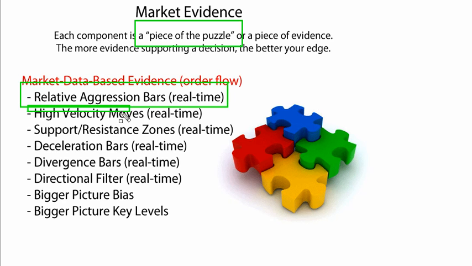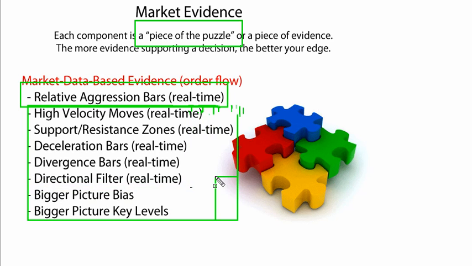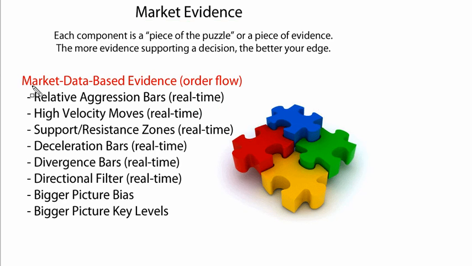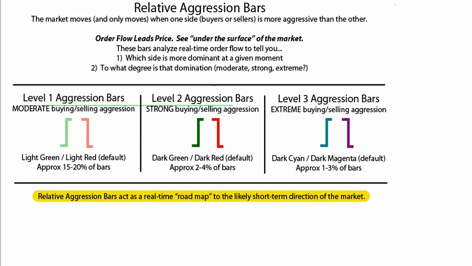So in other words, I'm not going to have the high velocity moves or the real-time support zones or the deceleration and the divergence indicators or the filter, and I'm not going to talk about bigger picture analysis right now. I'm going to take all of that off the chart, and I'm just going to talk about these relative aggression bars, because those are what we call our first building blocks, and those are really giving you quite an edge in terms of what's going on in the market.